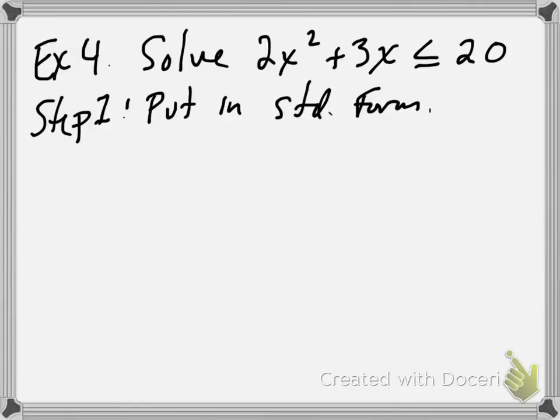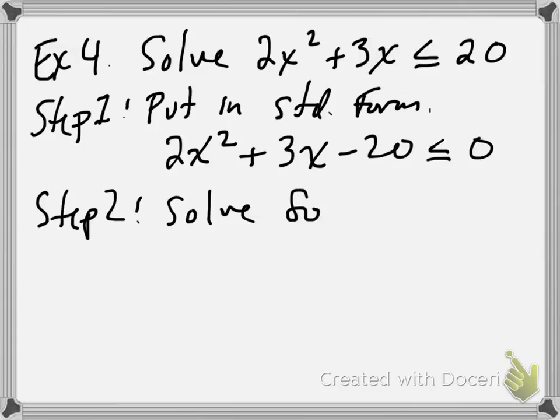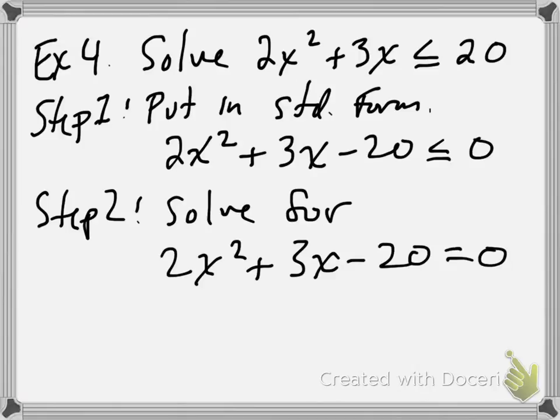Alright, this inequality is not in standard form, so we're going to have to move the 20 over. So we're going to have 2x squared plus 3x minus 20 is less than or equal to 0. Step 2 now, we want to solve for 2x squared plus 3x minus 20 equaling 0. So solve for the equation of this inequality, if you will.